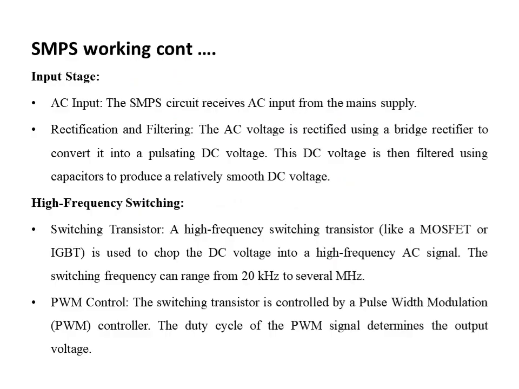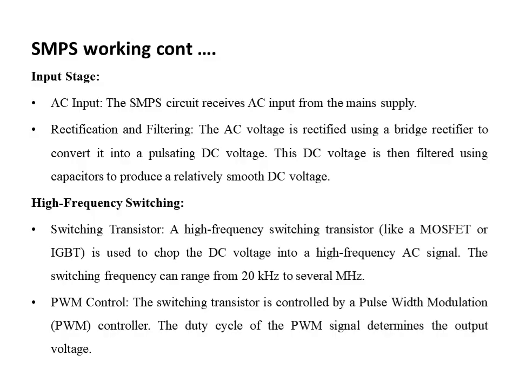The first stage is the input stage. AC input is given. The SMPS circuit receives AC input from the mains supply. The next step is rectification and filtering. The AC voltage is rectified using a bridge rectifier to convert it into a pulsating DC voltage. This DC voltage is then filtered using capacitors to produce a relatively smooth DC voltage.